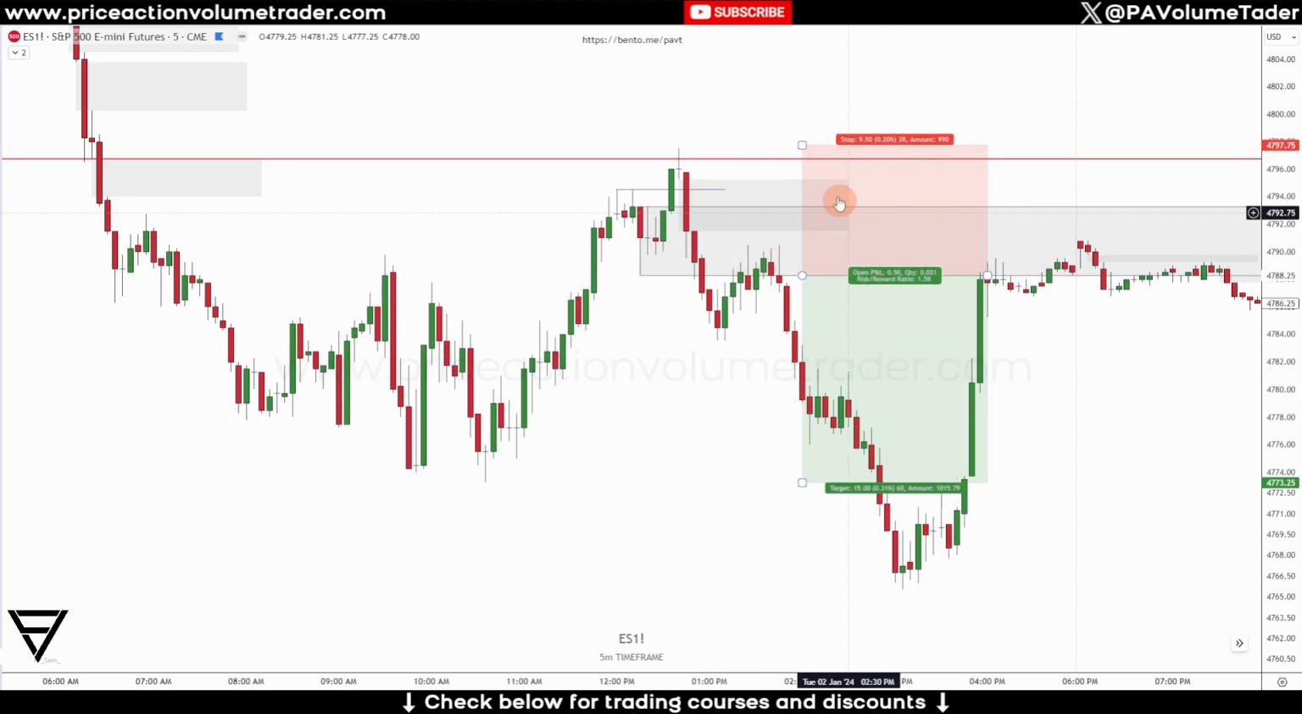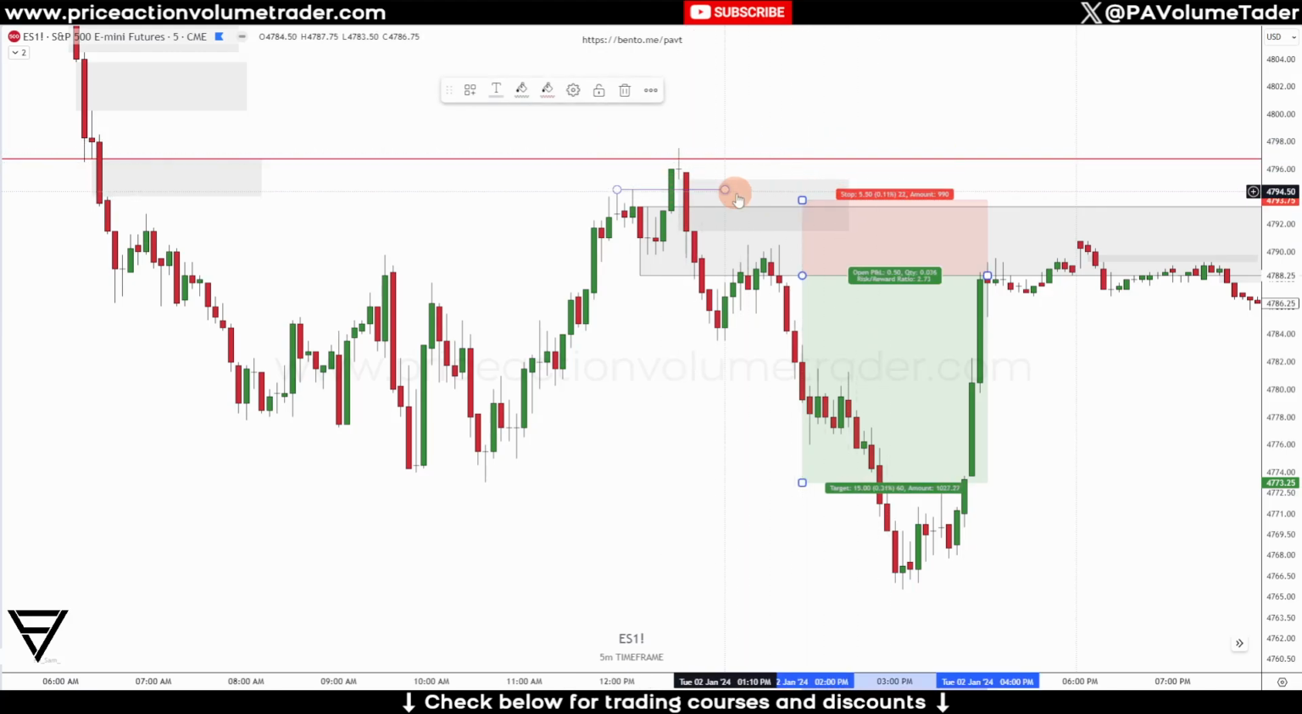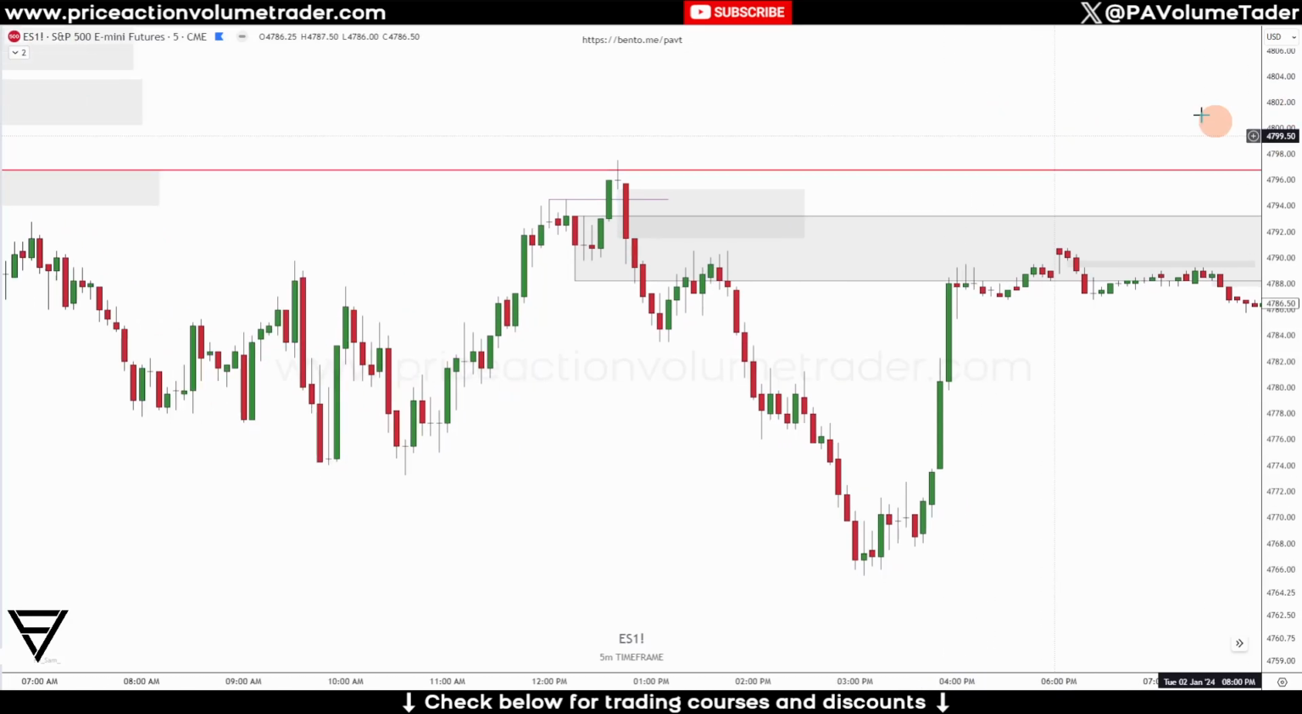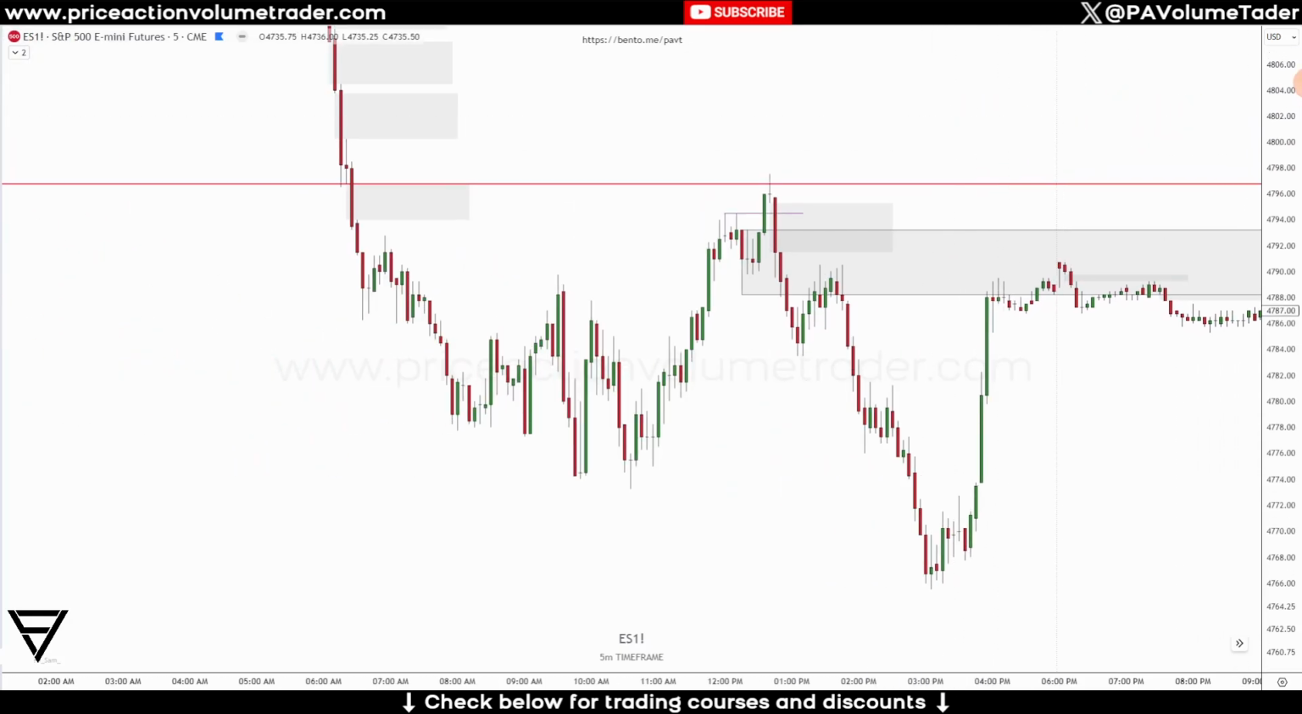You could have been more aggressive with your stop too and just put your stop right beyond the breaker block here, and then that would have given you a 2.73 R&R trade. Okay, so that was purely a price action based trade setup right over there.